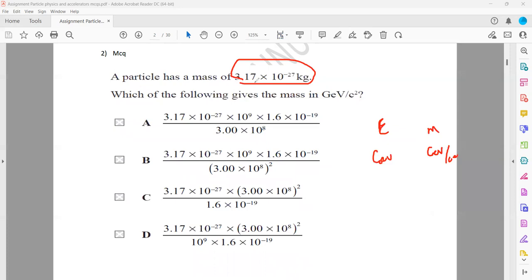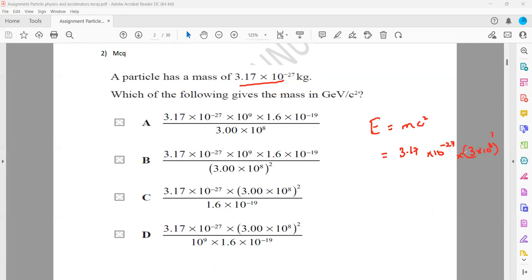So we have the mass here, so we'll use the formula E equals mc squared. If we need the energy, it will be mass times the speed of light squared. So the mass is 3.17 × 10^-27, and the speed of light is 3 × 10^8, and that is squared. This will give the answer in joules.